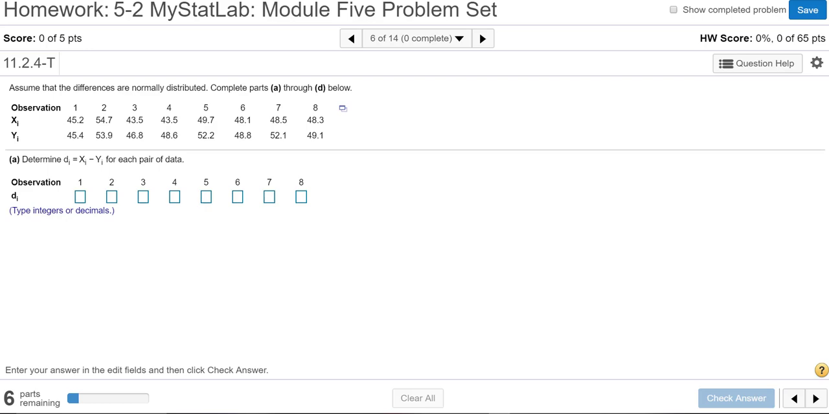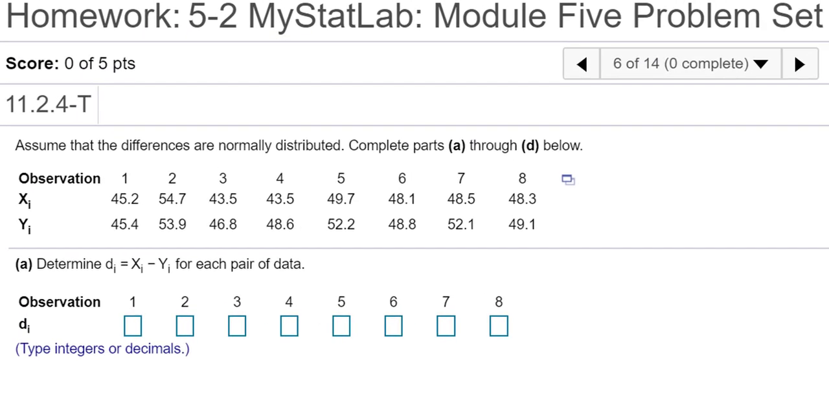Hello, class. I'm going to answer problem 6 from the Unit 5 homework. So it looks like we have two observations here. We'll call them observations from sample xi and yi. And it looks like we do a count of 8. So it says determine the difference between xi and yi, right? We're going to subtract both of these numbers.